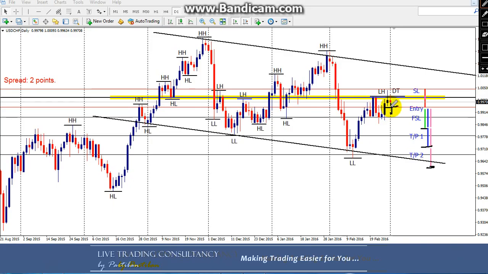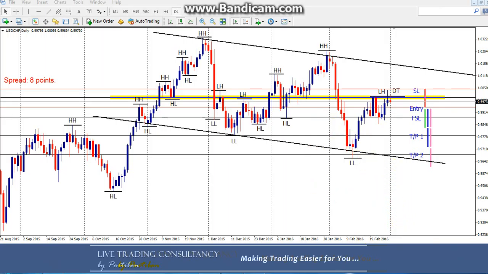If it fails to drop and then goes up, then the chances for it to test this level are very, very high. But if it drops, then it will certainly reach this level, the first support level, and then we have to see the reactions over here. If it drops further, then take profit one is in target, and then second is take profit two. Okay, so this is for GBP.